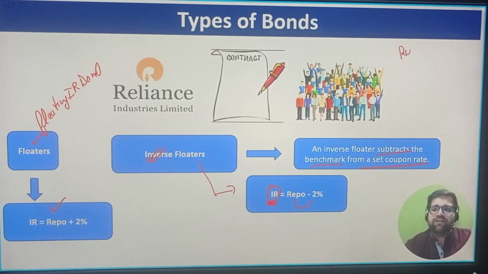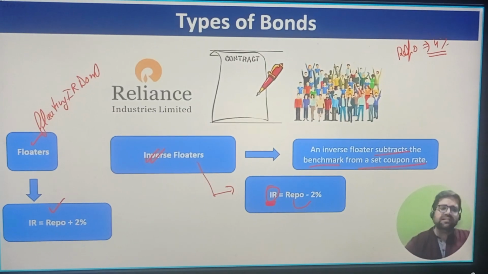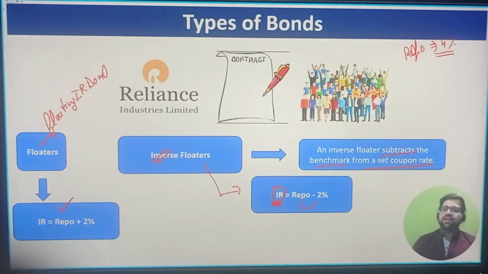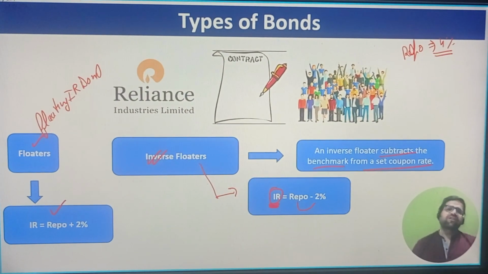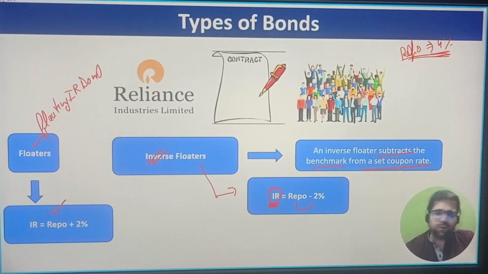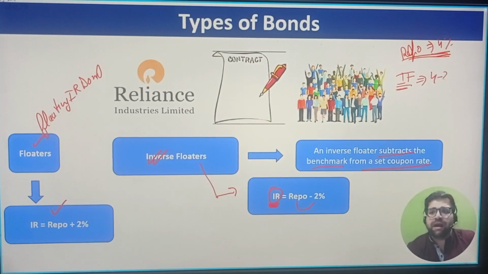So for example, if repo currently is at 4%. In both these examples, I am taking the benchmark as repo. Repo rate is the rate at which RBI gives money or funds to the different commercial banks. So the current benchmark of repo is at 4%. If it is the case of inverse floater, then it will be 4 minus 2%.